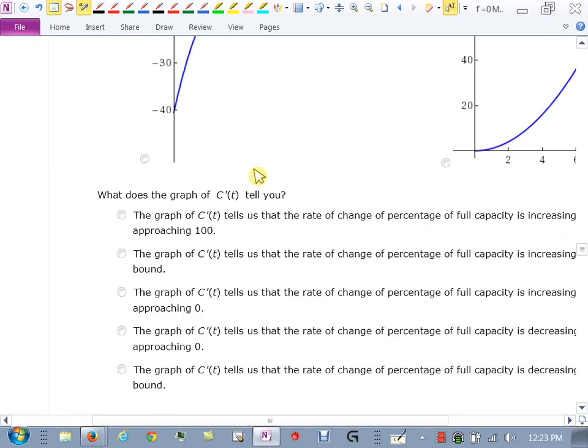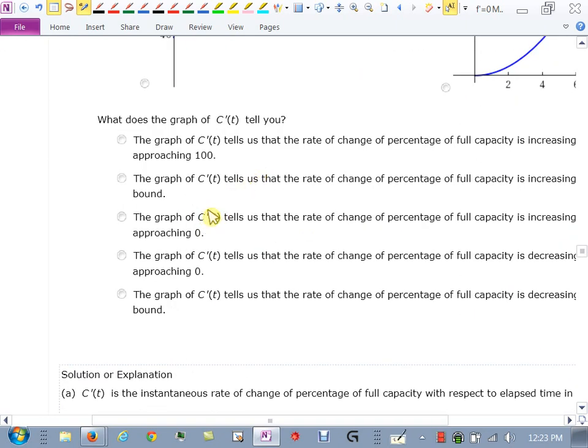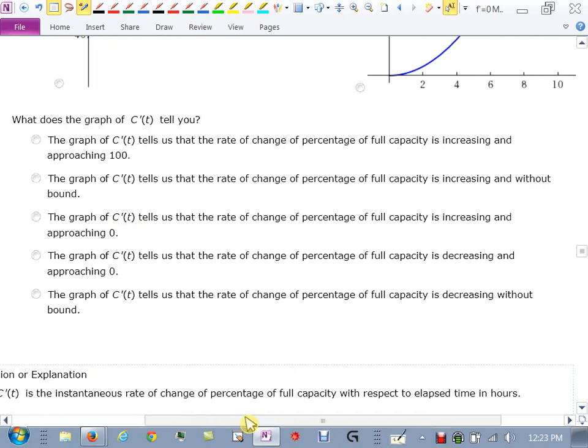Let me see. What does the graph C prime of t tell you? All right, let's read through this. The graph of C prime t tells us that the rate of change of the percentage of full capacity is increasing and approaching 100. It tells us that the rate of change is increasing without bound. It tells us that the rate of change of the percentage is increasing, approaching 0. That the rate of change is decreasing, approaching 0. And last one, decreasing without bound. It's going to be this one right here.